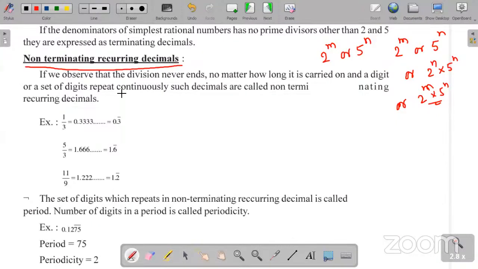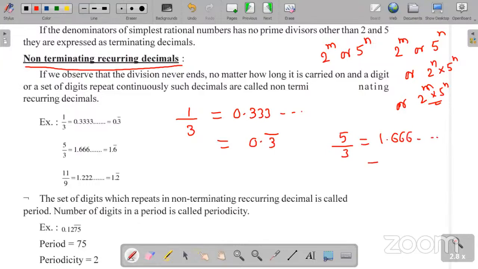non-terminating recurring decimals. See, for example, 1 by 3 is there. This 1 by 3, we can write 0.3333 and so on. Shortly, we can write 0.3 bar. Similarly, 5 by 3 is there, that we can write 1.666 and so on. This we can write 1.6 bar.